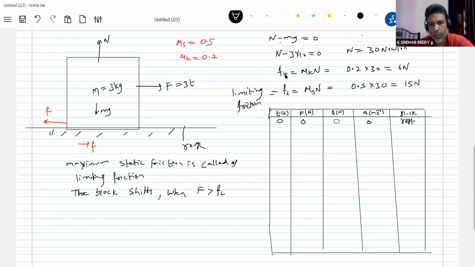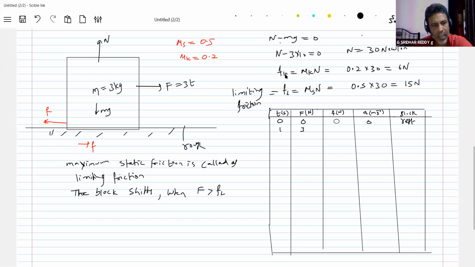Then t equal to 1 second. What is the applied force? Applied force will be 3 Newton. Then come to frictional force. When will the block shift? Only when applied force is greater than limiting friction. Limiting friction is how much? 15 Newton. But what is the applied force? 3 Newton. So can 3 Newton overcome 15 Newton? Not possible. So how much friction?